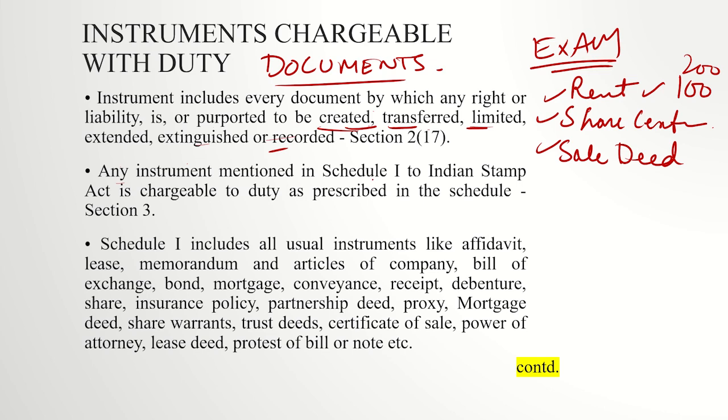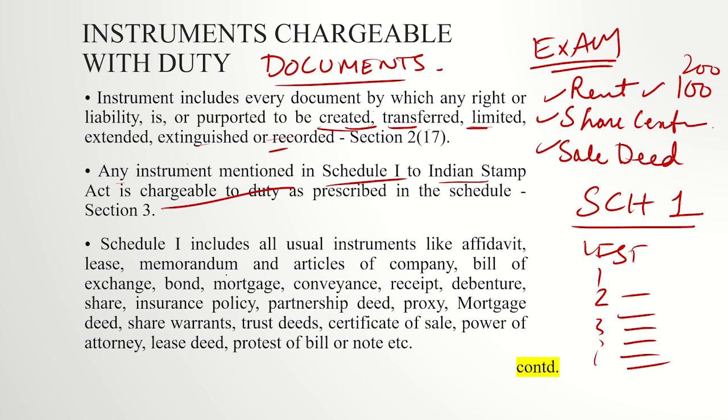Any instrument which is as per Schedule 1 of the Indian Stamp Act is chargeable to duty. This you should know. In Schedule 1 there is a list, and that list has 1, 2, 3, like that, different items. So any instrument mentioned in Schedule 1 is chargeable to duty as per the Act. We have examples like affidavit, lease, memorandum of articles of the company, bill of exchange, bond, receipt, debenture, share certificate, partnership deed, everything. I gave you so many examples already. So basically, for almost any document we have to pay stamp duty. That is what I am trying to explain here.